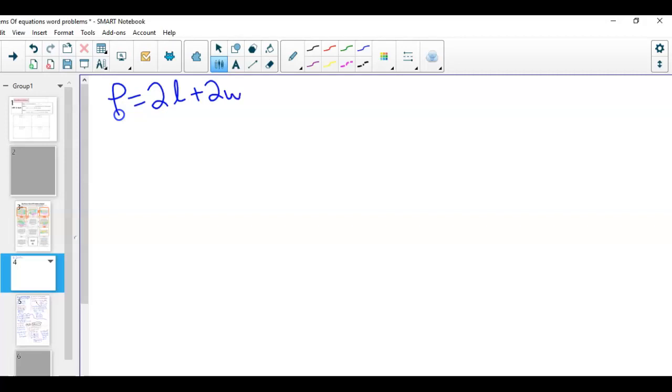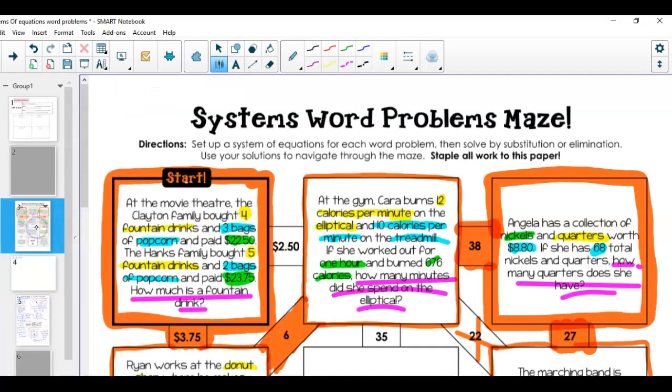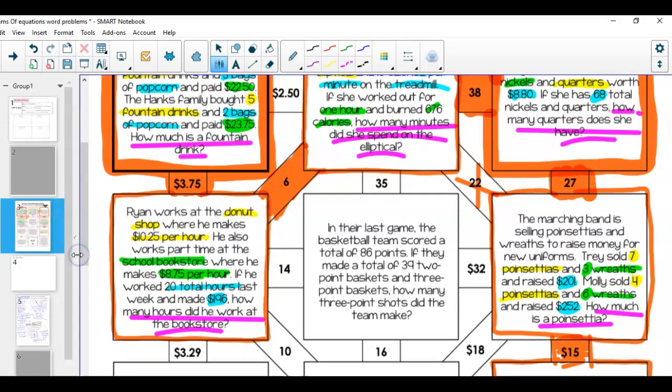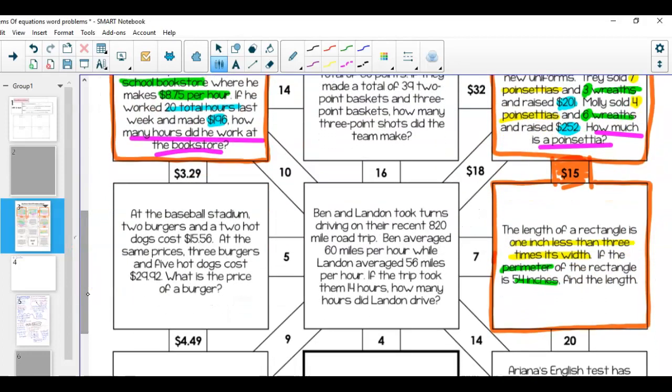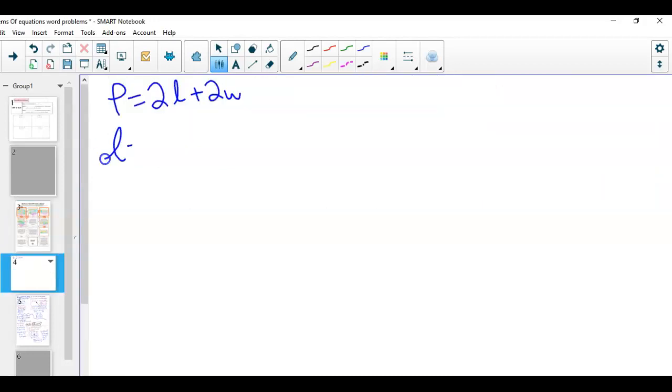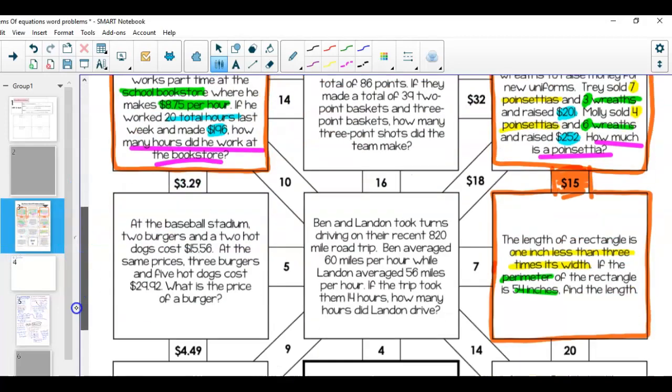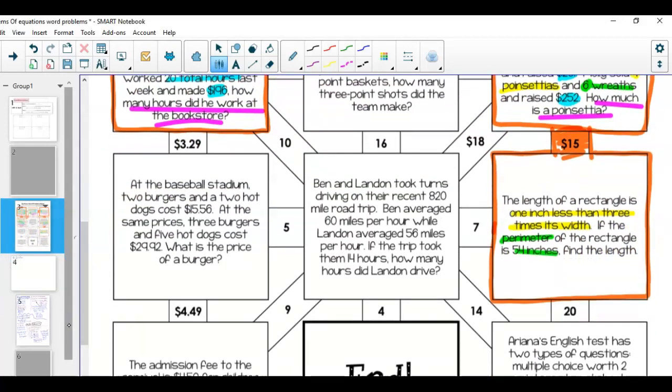We don't need to define our variables here because they are length and width. We do, however, need to put this into an equation, 1 inch less than 3 times its width. It's talking about the length here. 1 less than 3 times the width. So remember that less than is a turnaround phrase. So that means that 1 is going to end up at the back. And 3 times its width is going to be 3W.